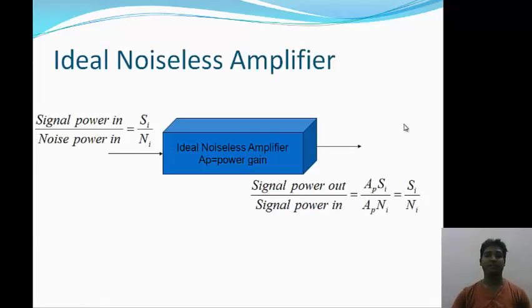Let us see some of the amplifiers that are affected by noise. The diagram shown is the ideal noiseless amplifier, where we can see the signal to noise ratio on the input side is equal to the signal to noise ratio on the output side. So there is no noise in the amplification, which is very difficult to get. So there is no ideal amplifier which is noiseless.